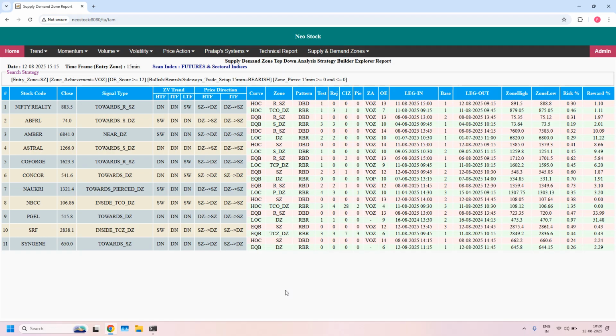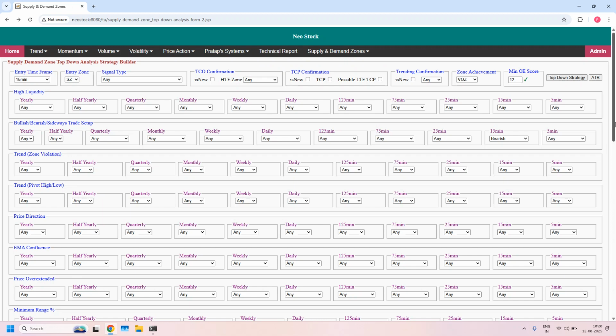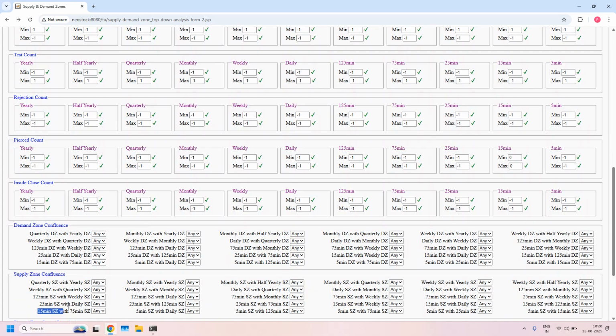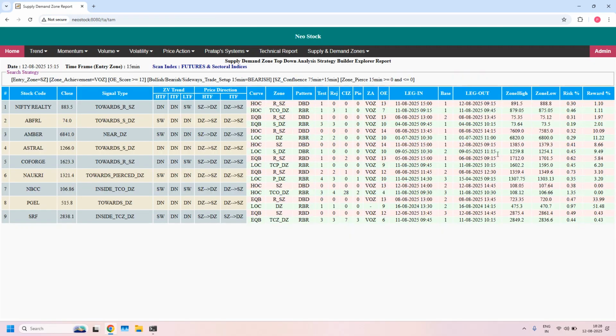Okay, the first filter is LTF and ITF supply zone confluence. That is 15 minutes and 75 minutes supply zone confluence. Let us apply it on these 11 stocks. In the supply zone confluence, I am enabling the filter 15 minutes and 75 minutes supply zone confluence. Applying this filter on the 11 stocks, we got 9 stocks. In all these 9 stocks, the 15 minute supply zones are overlapped with the 75 minutes supply zone. And also the 75 minutes trend, the ITF trend, is down in all the stocks.